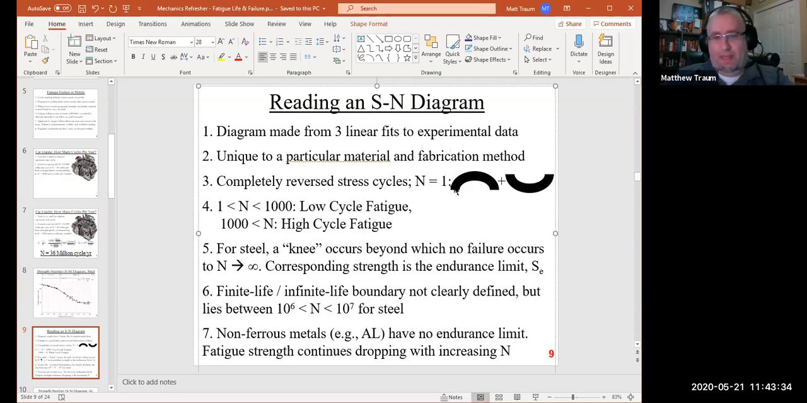Well, you take the material and you stress it all the way in one direction, and then you relax it, and then you stress it all the way in the other direction. So kind of a good way to describe this. Let me stop sharing for a second.